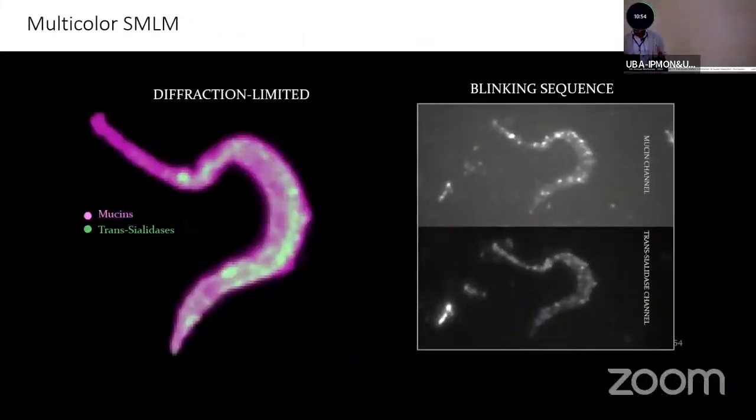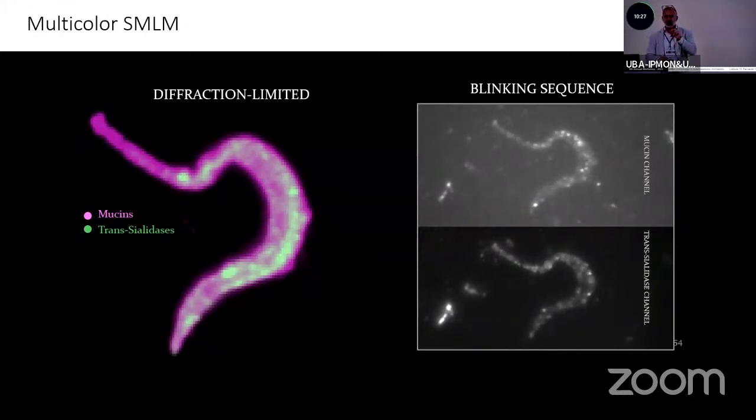You can do multicolor, of course, either spectrally or based on other methods. Here you see, again, the same parasite I showed you before, but now we will analyze it with single molecule localization, 2 proteins that we are interested in. The particular details don't matter, but just to give you an idea, this is a parasite that produces Chagas disease. It's an endemic disease in South America and North America as well.